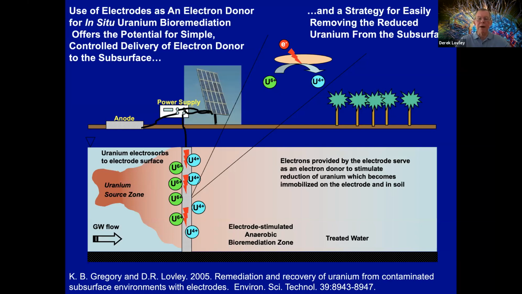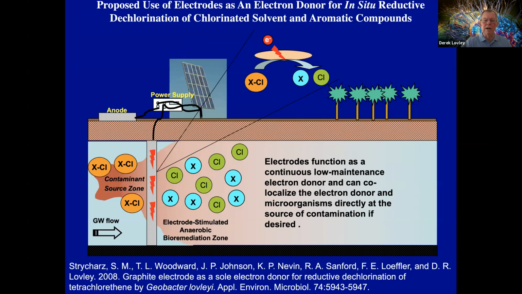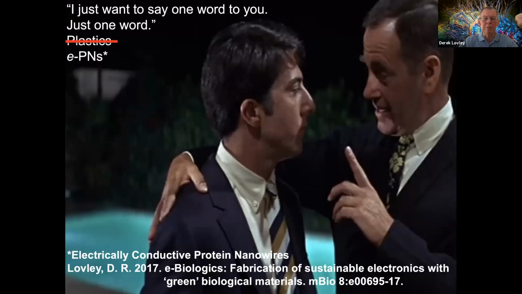And there's also some bioremediation capabilities. You can use electrodes to reduce uranium. I mentioned treating those environments before, and also chlorinated solvents. Some of these are really just shown as proof of concept so far, and some are actually being employed.